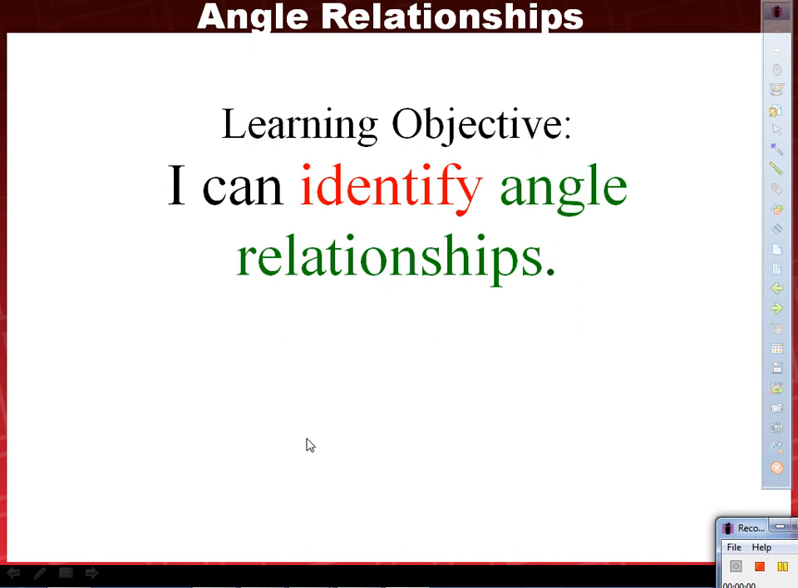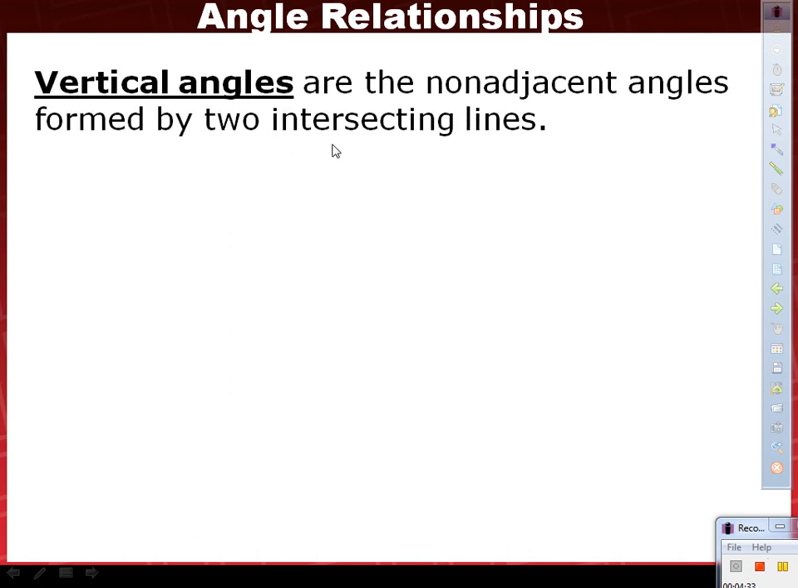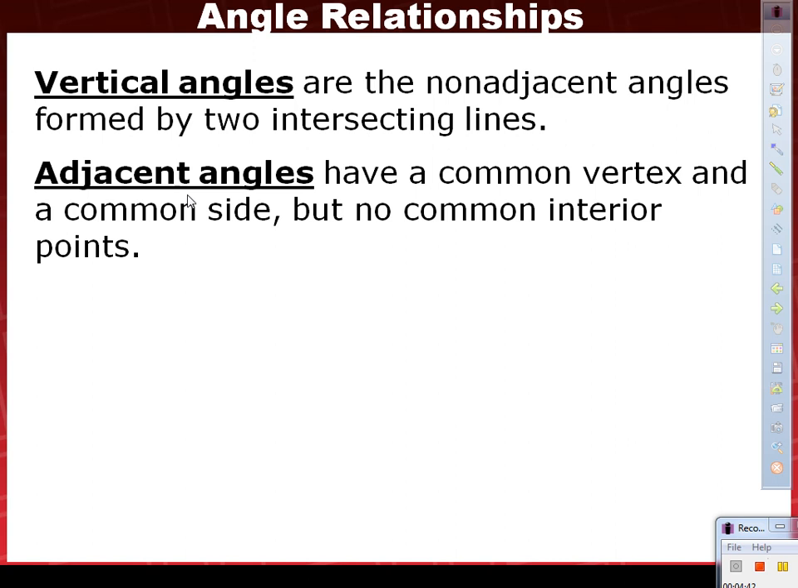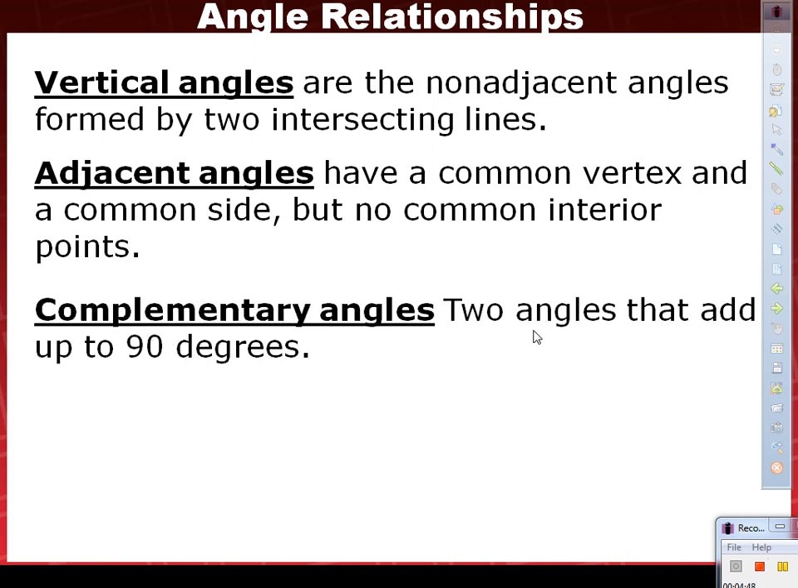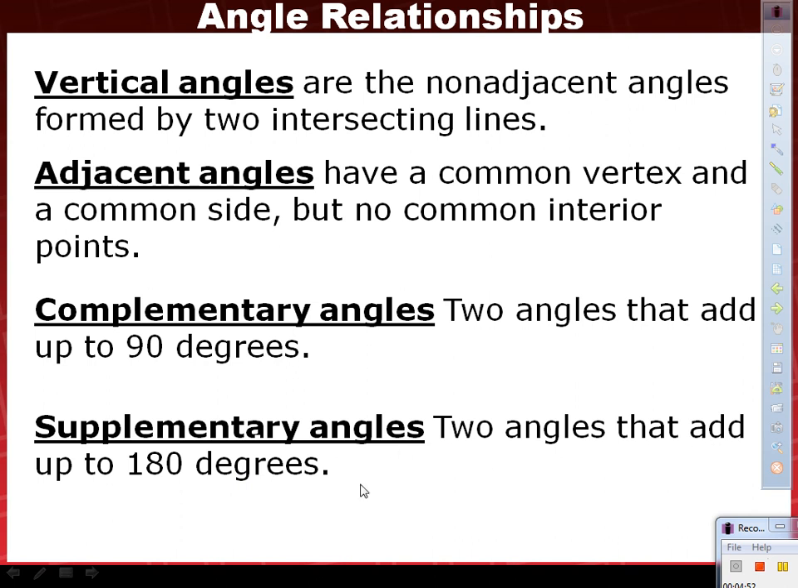So to get started today, we're going to look at definitions. So write these down, please. First one, vertical angles: non-adjacent angles formed by two intersecting lines. Second one, adjacent angles have a common vertex and a common side, but not common interior points. Third one, complementary angles: two angles that add up to 90 degrees. Next one, supplementary angles: two angles that add up to 180 degrees. Copy that, and then I'll elaborate on those.